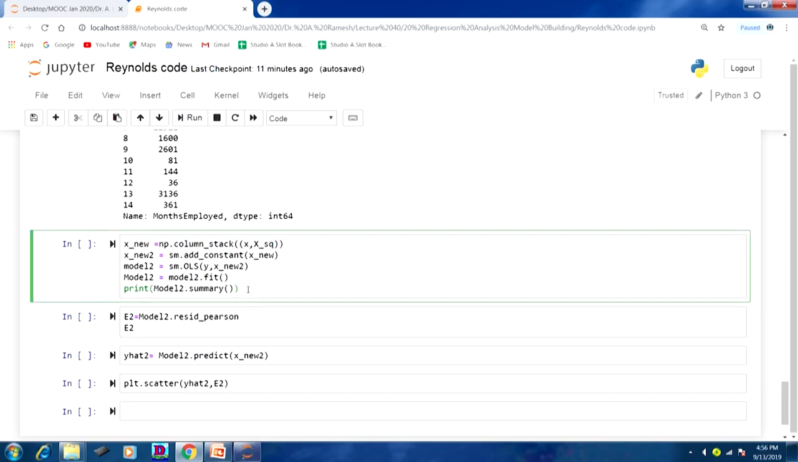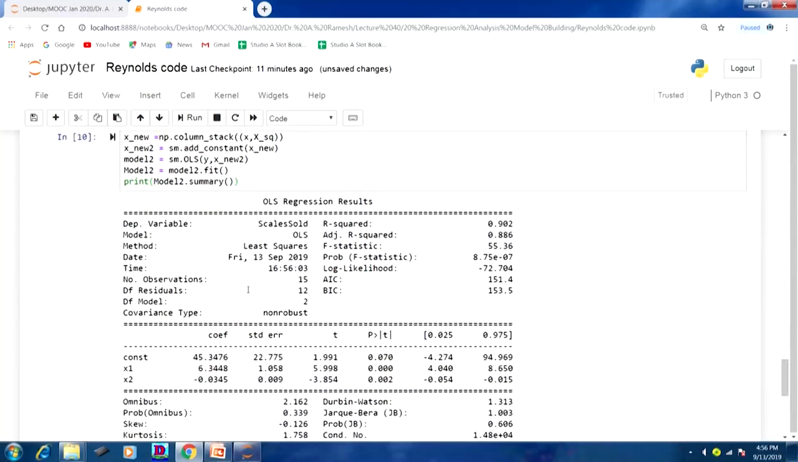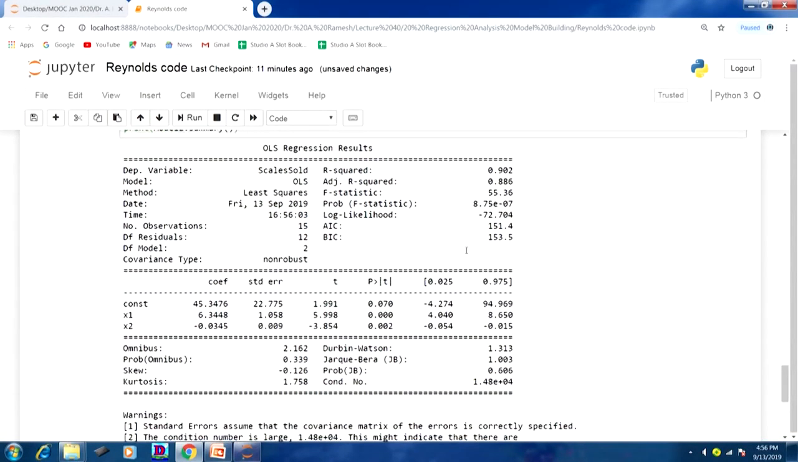Now we will run the regression equation. Now what is happening, when you look at this, the R square is previously 0.7, now it is 0.9. So the R square value is improved. So the model is a good model. The adjusted R square is also 0.886, that suggests the model is good.